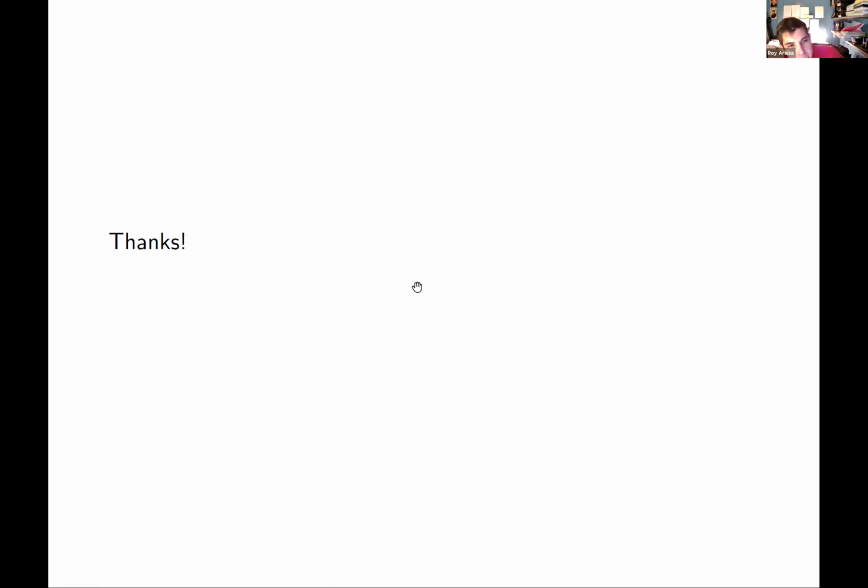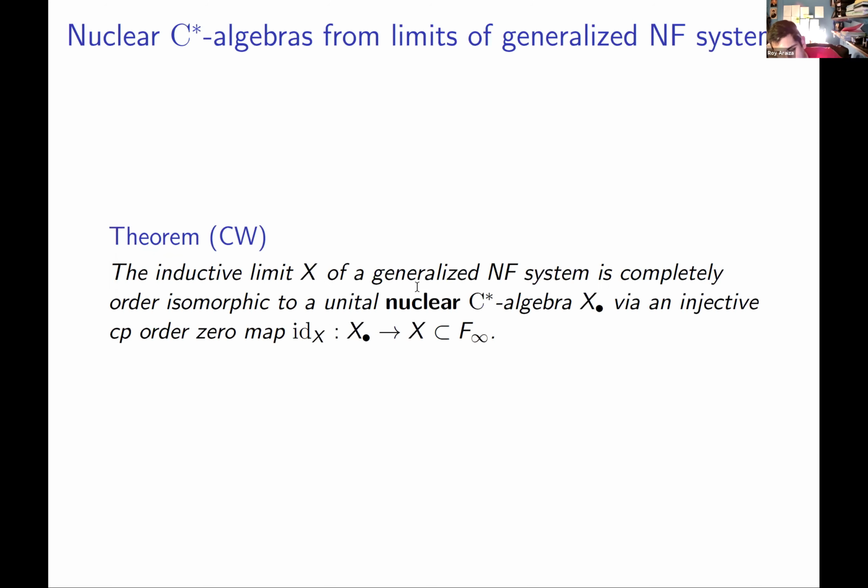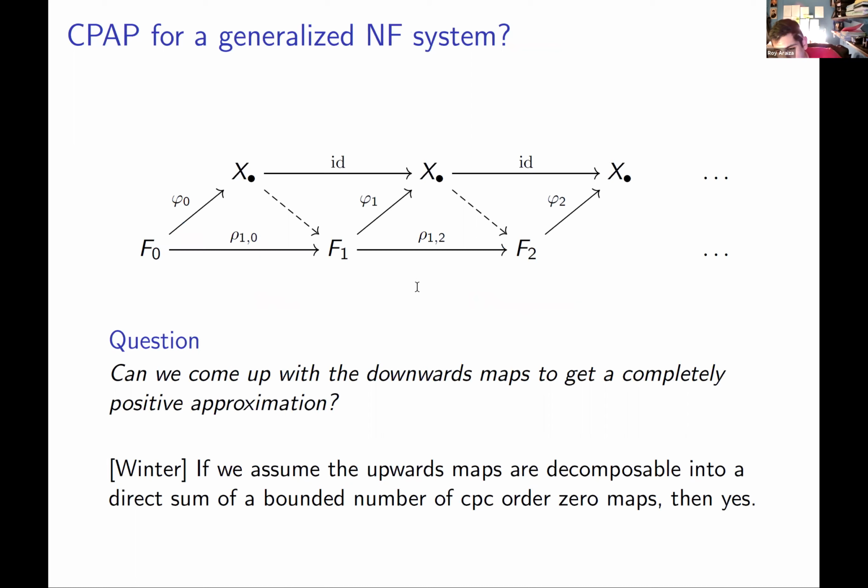So going three slides back, is that comment by Winter, when the upwards maps decompose into a direct sum of bounded maps, is the bounded sufficient precisely because these C-star algebras, these F_i, are finite dimensional, as opposed to, I assume, decomposing into direct sums of say CB maps or n-bounded maps or things like this? So it turns out, actually, this paper of Brown, Carrion, White that I mentioned a while ago, we actually know that you can always come up with a completely positive approximation of a nuclear C-star algebra where the upwards maps are not direct sums of CPC order 0 maps, but convex combinations of these.